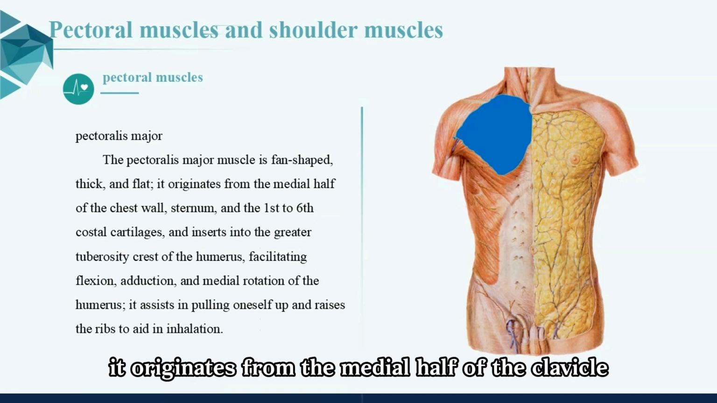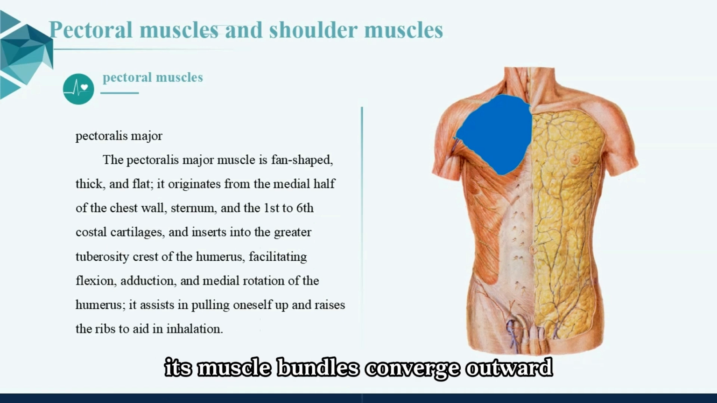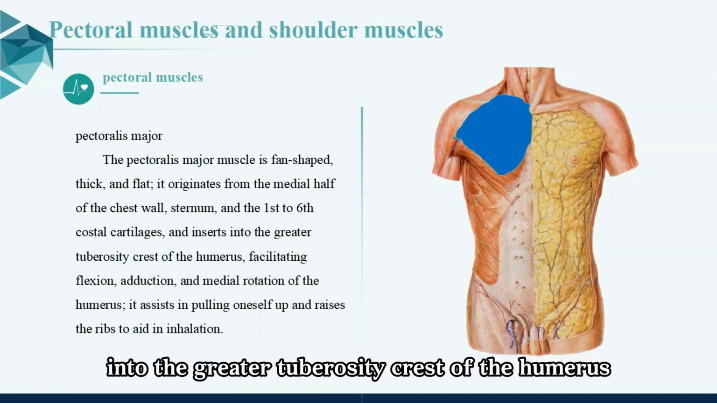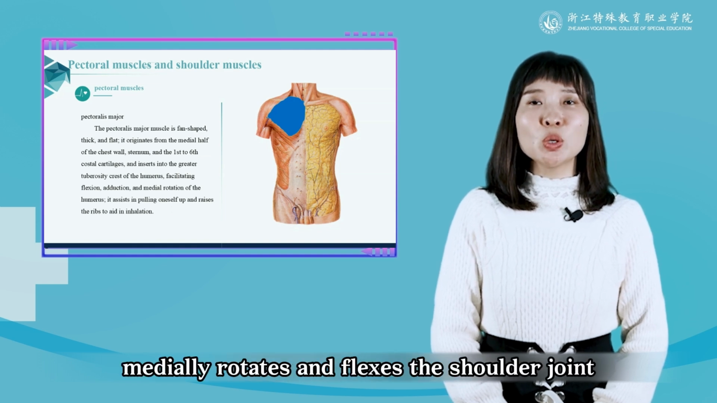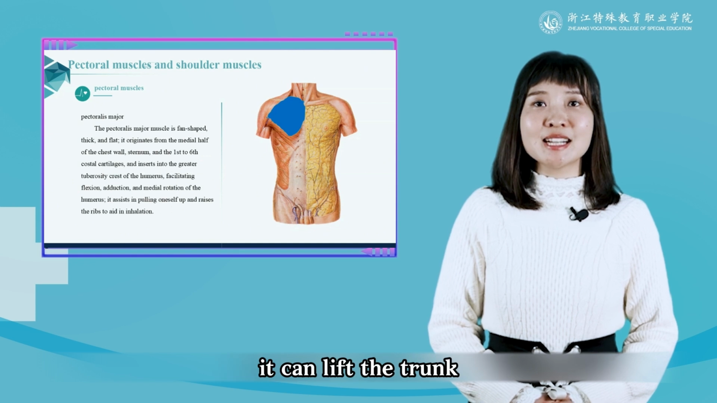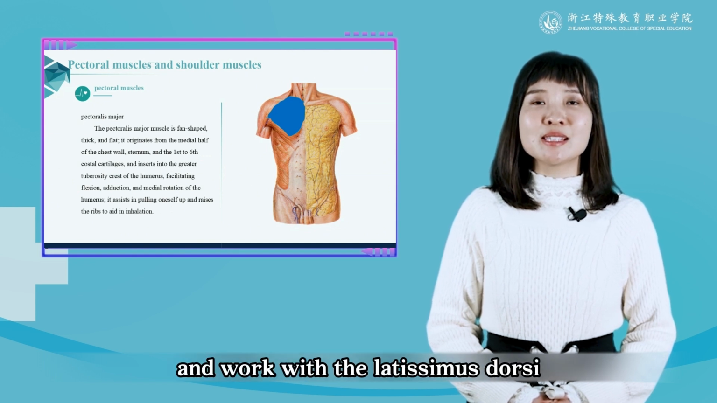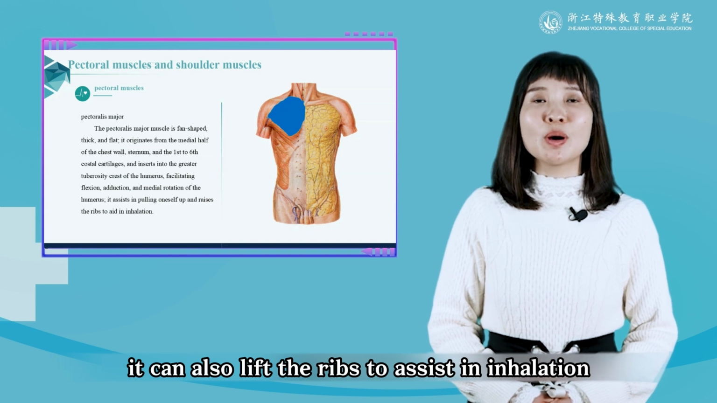The pectoralis major is superficially located, broad and fan-shaped, covering most of the anterior wall of the thoracic cage. It originates from the medial half of the clavicle, the sternum, and the 1st to 6th costal cartilages. Its muscle bundles converge outward and insert via a flat tendon into the greater tuberosity crest of the humerus. Function: it adducts, medially rotates, and flexes the shoulder joint. When the upper limb is fixed, it can lift the trunk and work with the latissimus dorsi to complete pull-up movements. It can also lift the ribs to assist in inhalation.